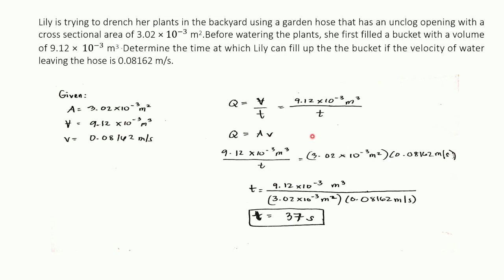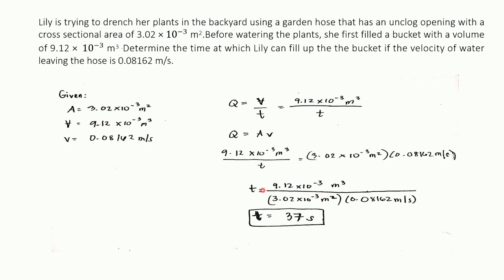So to find our unknown, the time, we can substitute this here for the discharge, and we can plug in all the values that are known, which is the area, 3.02 times 10 raised to the power of -3 square meter, times the velocity, which is 0.08162 meter per second. And we can now find the value of the time, and it will look like this. You are going to divide the volume over the product of the area and velocity.